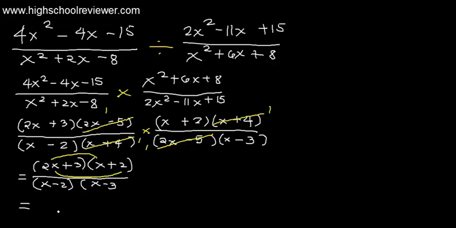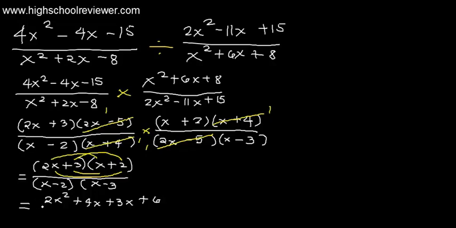So 2x multiplied by x is equal to 2x squared, and 2x multiplied by 2 is positive 4x. 3 multiplied by x is positive 3x, and 3 multiplied by 2 is positive 6. So we multiplied here positive 3x, and we also multiplied positive 3 and positive 2.